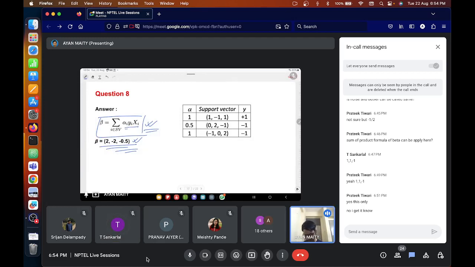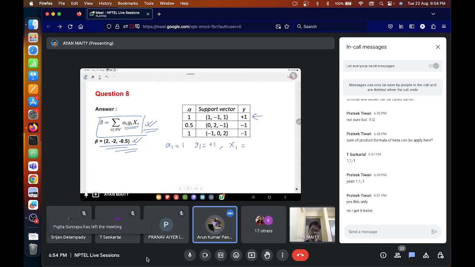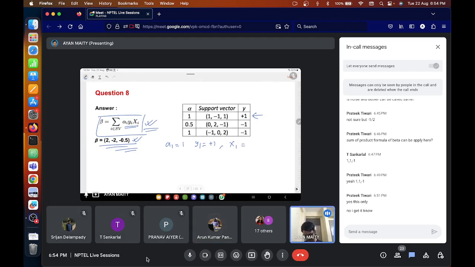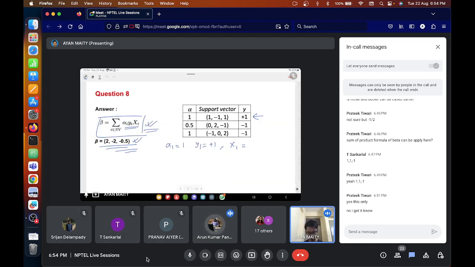So alpha i yi xi, this is the formula, and sum it over all the support vector points. For the first row I am talking about, alpha 1 is 1, y1 is plus 1, and x1 is 1 minus 1 1. I don't have much space here, so that's why I am showing. x1 is a vector because it's a support vector point. So this is for the first point, alpha 1 y1 x1.